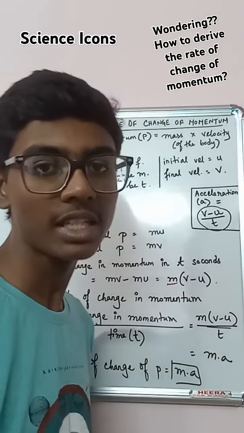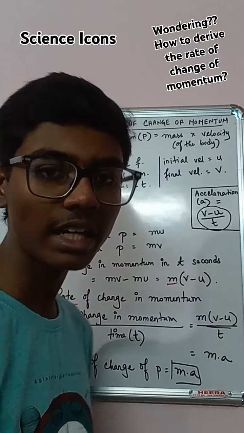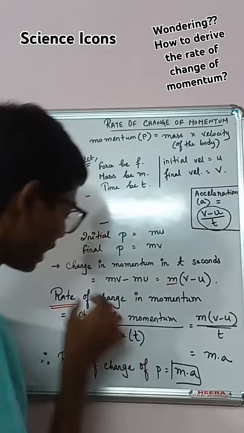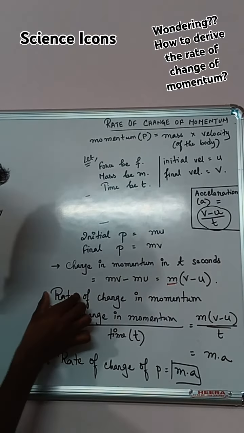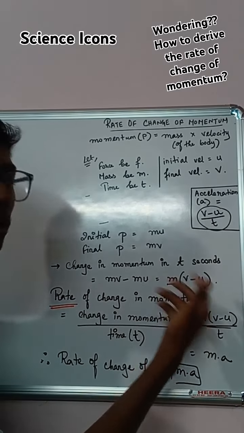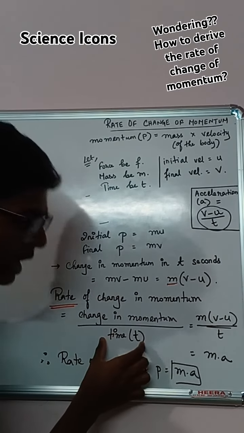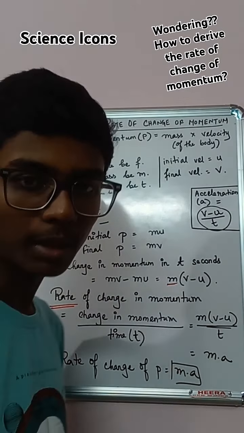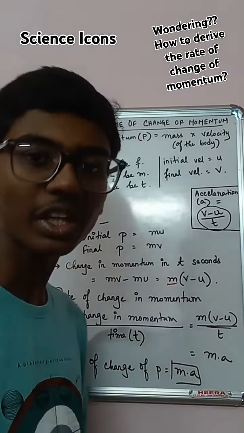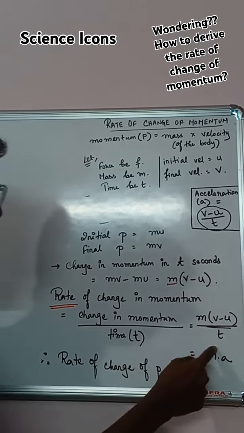Now know one thing, in physics, wherever the term rate comes, in 99.9999 cases it means that we divide the change by time. Suppose the rate of change in momentum: we are going to divide the change in momentum by time. So whenever the term rate comes, we divide by time. Simple. So what was our change in momentum? m into (v minus u), and time already taken here as t.